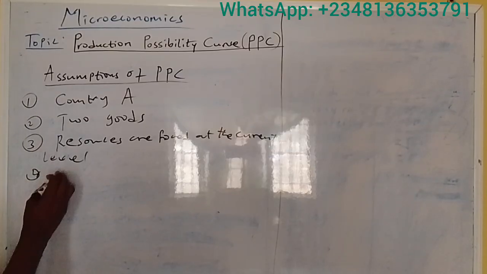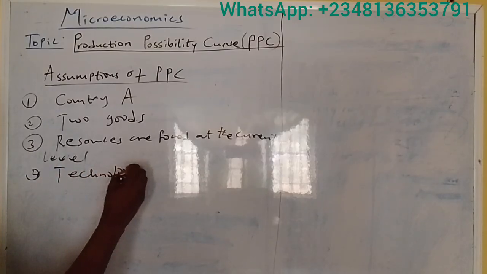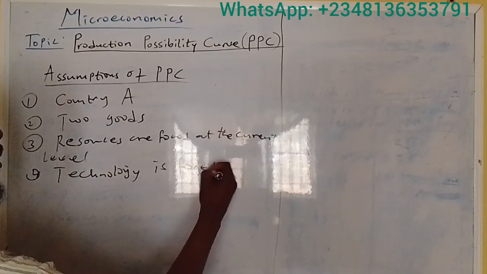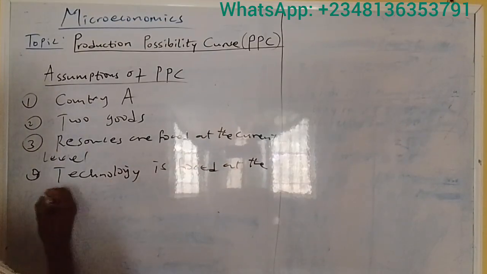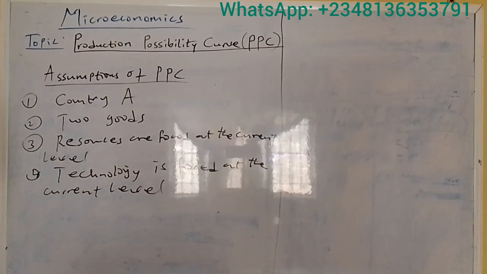Then, fourth, technology is also fixed at the current level. That is, there is no technological improvement within this period, the period of analysis, and also there is no technological destruction within this period.